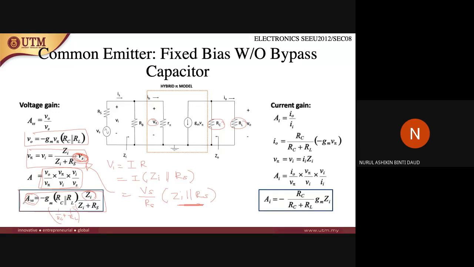From this you can also calculate the current gain. Current gain is output over input. Always remember, the gain formula is equal to output over input. If you want to find power gain, it is power at the output over power at the input. If you want to find the current gain, current at the output over current at the input. And if you want to find the voltage gain, voltage at the output over voltage at the input.